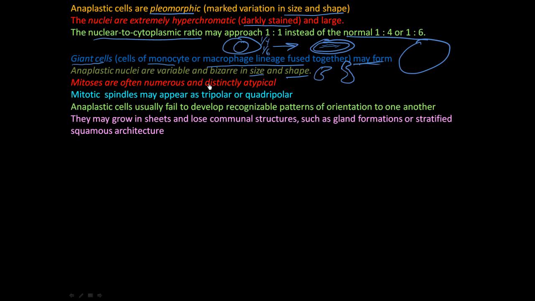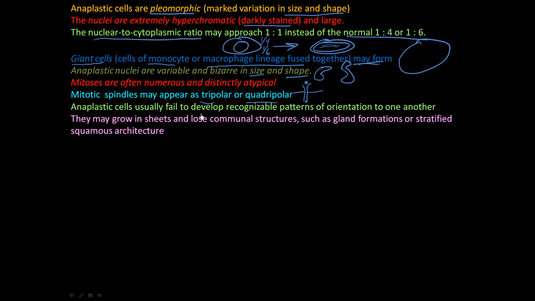Mitoses are often numerous and distinctly atypical. Mitoses are just cells caught in the mitosis phase of division. Mitotic spindles may appear as tripolar or quadrupolar. Remember, you can see the chromosomes because all the DNA is condensed, and these spindles are getting ready to pull the chromosomes apart into their daughter cells. Rather than just bipolar, there might be tripolar or quadrupolar spindles. So instead of 2 points, there might be 3 points. It might be all scalawampus, and we'll show you a picture of that.